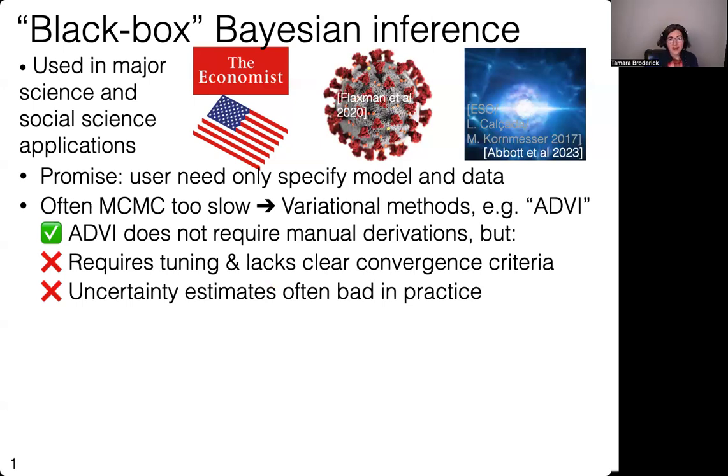Moreover, ADVI inherits from other types of variational inference that the uncertainty estimates it gives can often be quite bad in practice, like decision-changingly bad relative to exact posterior inference. And so, we don't just care about speed and automation. We want our methods to be fast and easy to use so long as they're sufficiently accurate.